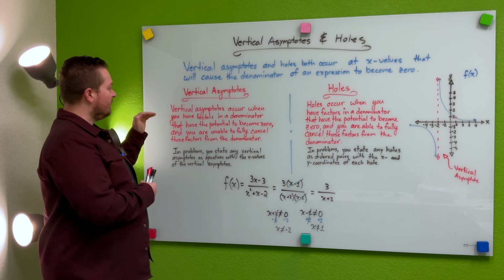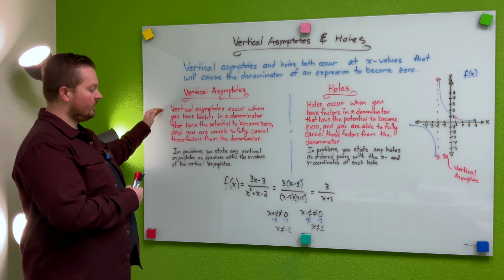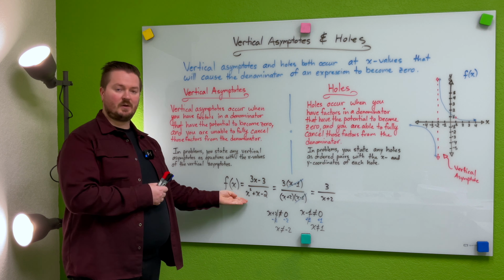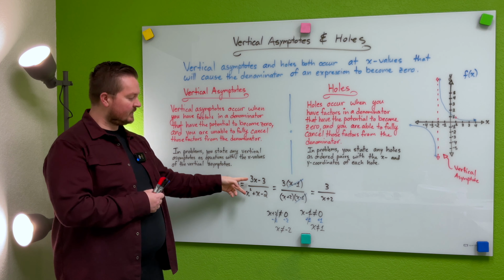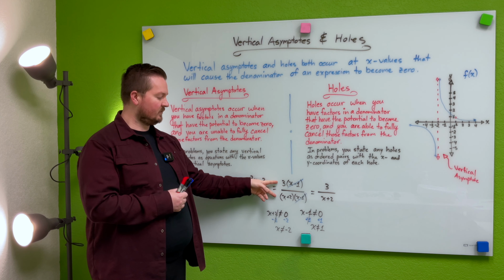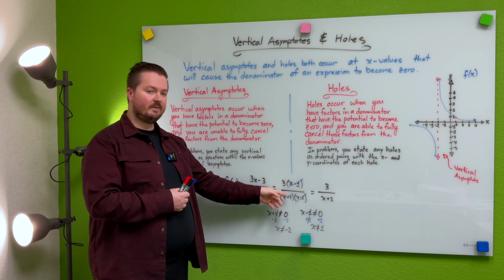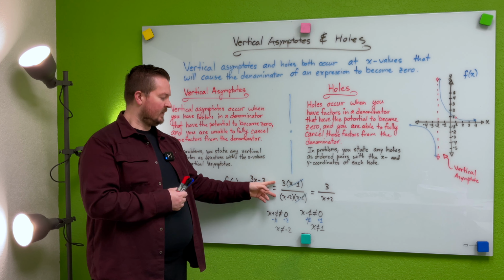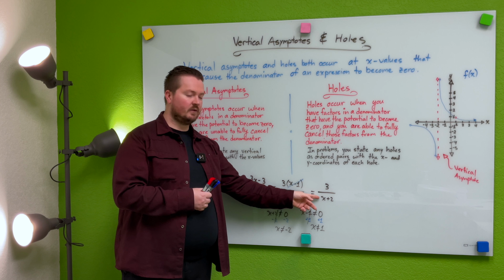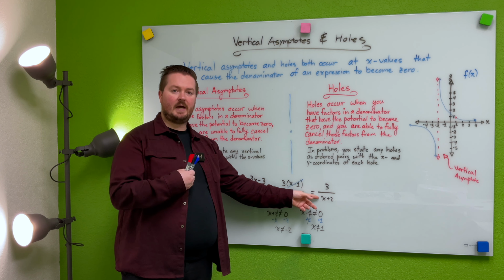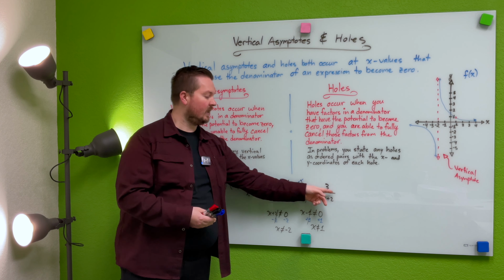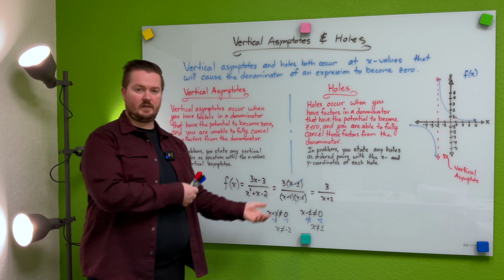So once again, vertical asymptotes occur for functions and expressions when you try to simplify the expression as much as possible. You cancel any factors you can possibly cancel, and you still have factors in the denominator that have the potential to become 0, to make the whole denominator become 0.